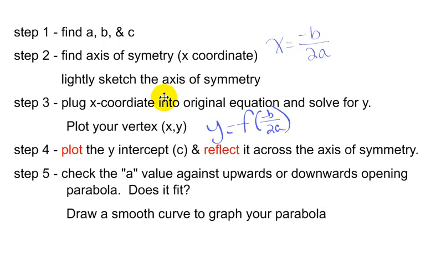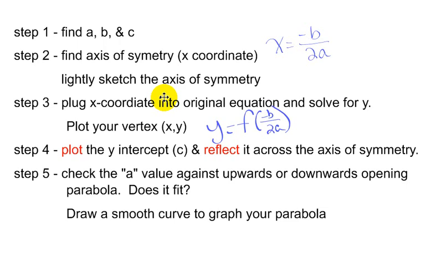Step 3 is to plug your x coordinate into the original equation and solve for y. Then you plot your vertex. And I have there that y is equal to f of negative b over 2a, because that's basically what you're doing. You're taking what you got for x, which was negative b over 2a, and plugging it into the original equation.